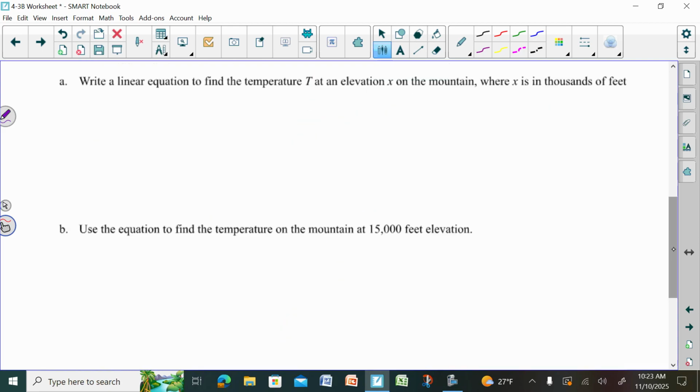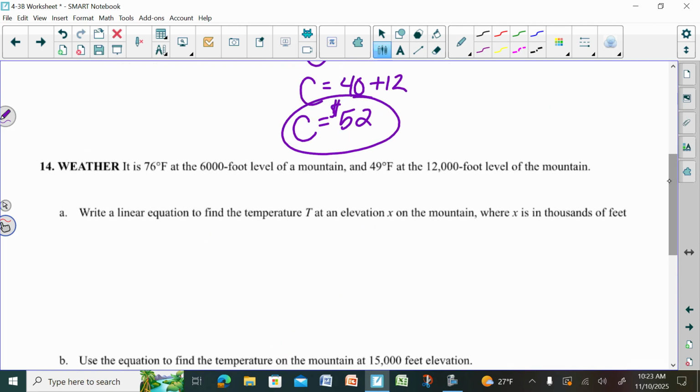And then you guys can kind of use that same concept for the weather. It's 76 for 6,000 foot level of a mountain, and then 49 degrees at a 12,000 foot level of the mountain. Talking about the elevation, how high you're up depends on the weather. So in this case, the degrees don't change the elevation. You're going to want to put the elevation first because it's independent. But the weather, the temperature, could depend on it. So I'm going to help you guys out, but you got to do the rest. So 6,000 elevation causes the 76 degrees. The 12,000 causes the 49 degrees. Good luck.